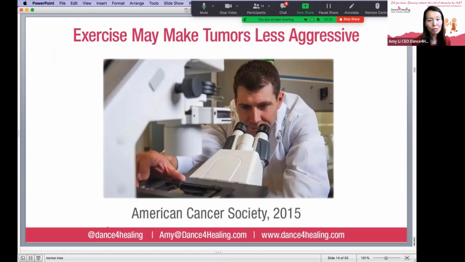Exercise is also proven to increase blood flow and make tumors less aggressive. So for those who have the ability to continue doing at least a minimum level of exercise during chemo and radiation, it actually allows them to improve their chemo treatment outcomes.